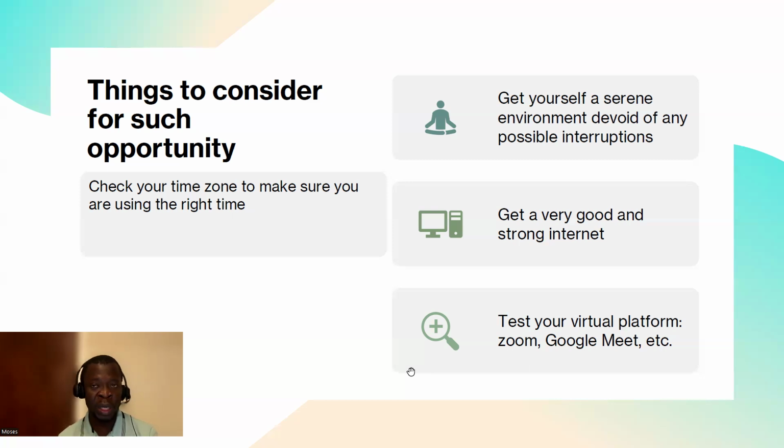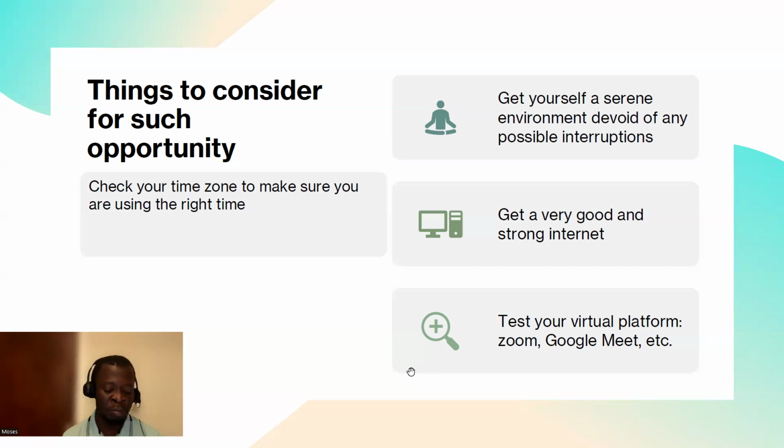So if it means that you need to increase your bundle strength, you need to make sure that you get it. Okay. And then you test your platform. Which one of them are you going to use? Is it FaceTime? Is it Zoom? Is it Google Meet? Make sure that you have this. Is it Teams? You make sure that you have it.